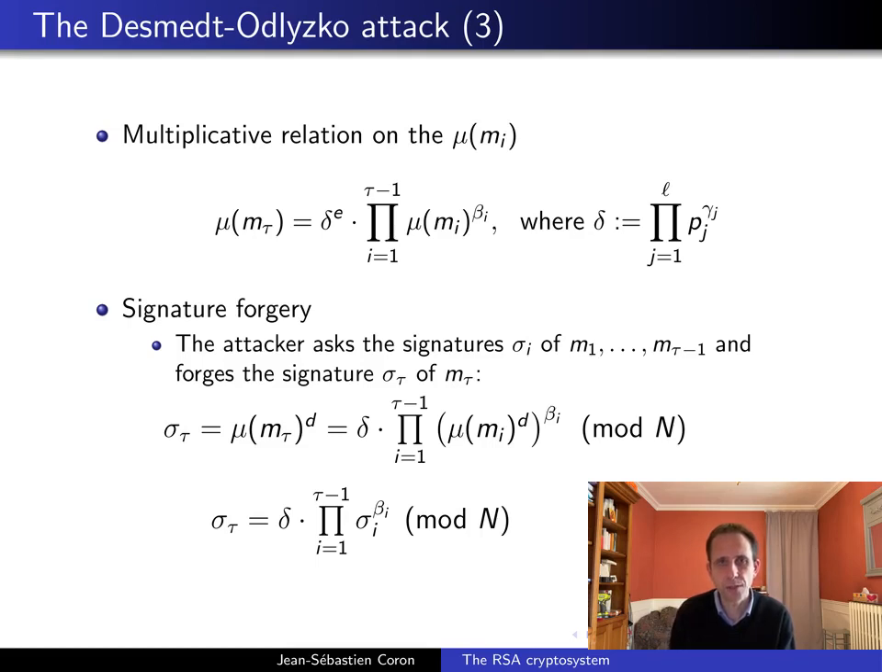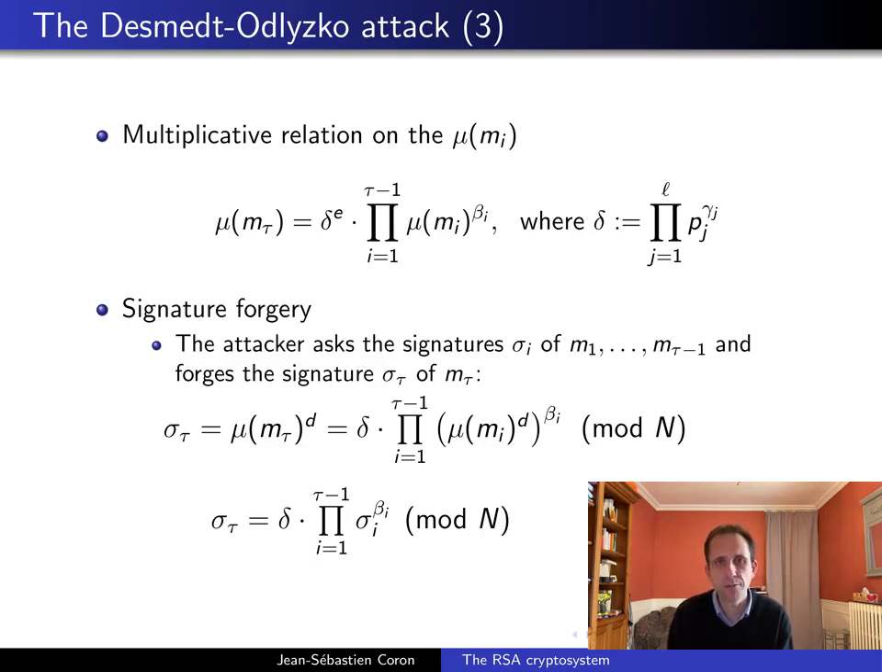And then we can rewrite it like μ of m_τ is equal to δ to the power of e, where δ is a known integer, times the product for i equals 1 to τ−1 of μ of m_i to the power of β_i. And now since we have this δ to the power of e, it's easy to derive the forgery.